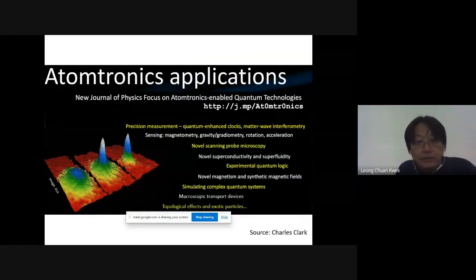So what are the Atomtronics applications that one envisages? It is in some sense a heavy tool, but we presume that in the future, when the field is more robust and more mature, we could in principle do precision measurements. Clocks, for example, are one of the targets. We could do microscopy, probing tiny atoms and ions. You can study superconductivity and superfluidity because the atoms move seamlessly through the optical lattice. Experimental quantum logic, perhaps. We can investigate novel magnetism, synthetic magnetic fields. We could also study complex quantum systems in general and macroscopic transport phenomena.